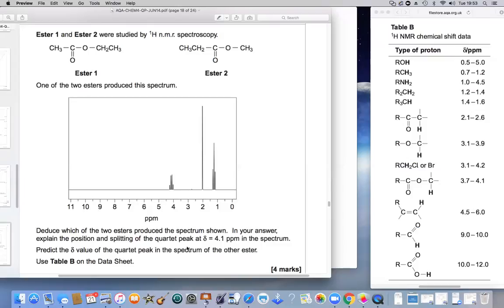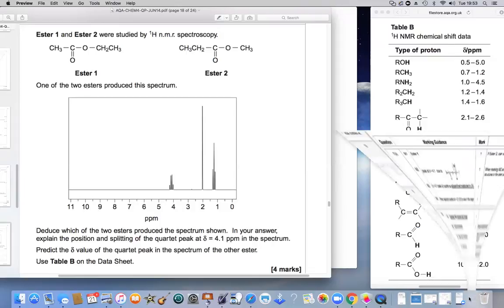The quartet in the other one, well, here's ester 2. Our quartet is going to be the CH2 group next to CH3, applying the N+1 rule, and that is next to the carbonyl. So you would expect that to be 2.1 to 2.6. Let's just check the mark scheme.